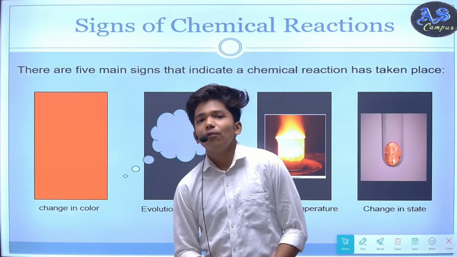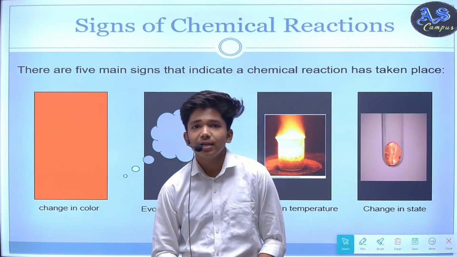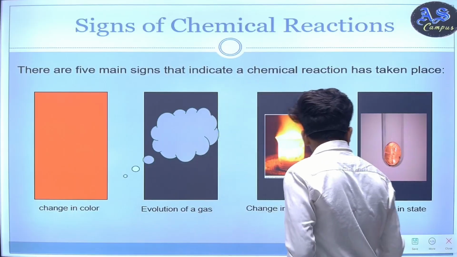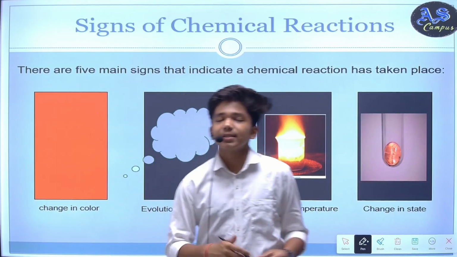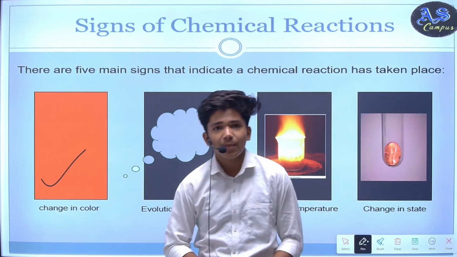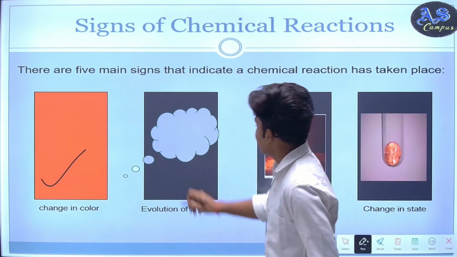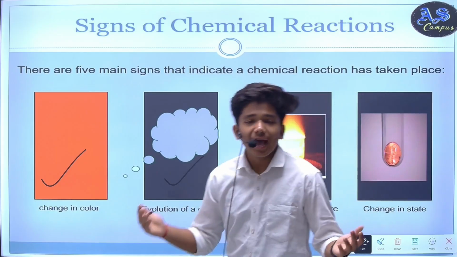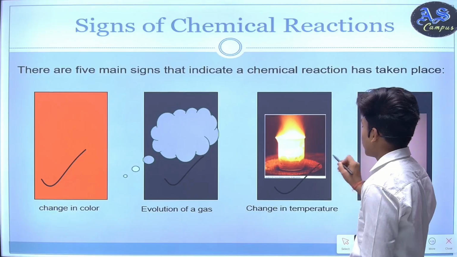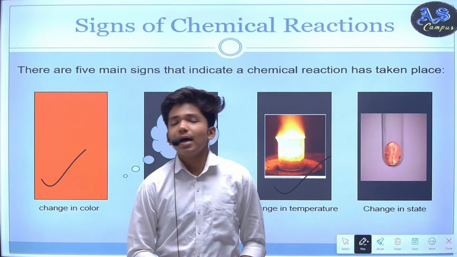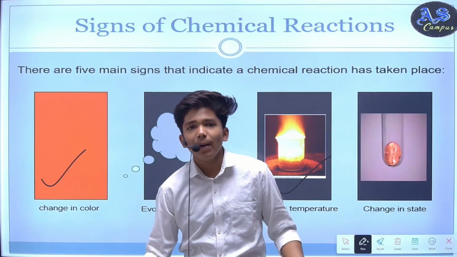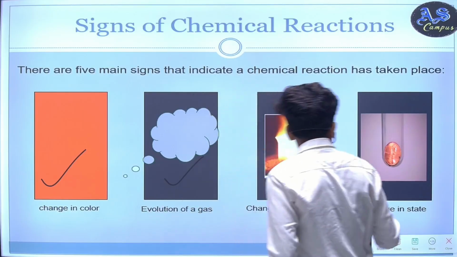So how would we know whether a chemical reaction has occurred or not? There are mainly 5 signs of a chemical reaction. The very first sign is change in color. If the color of the product has changed, this means a chemical reaction has occurred. Second one, evolution of a gas. If a gas is evolved in the product, it means a chemical reaction has occurred. Third one, if a change in temperature has occurred, that is, the temperature of the products and reactants do not match, it means a chemical reaction has occurred.